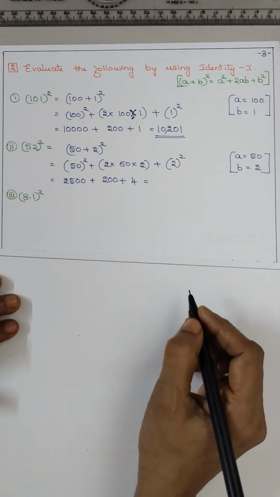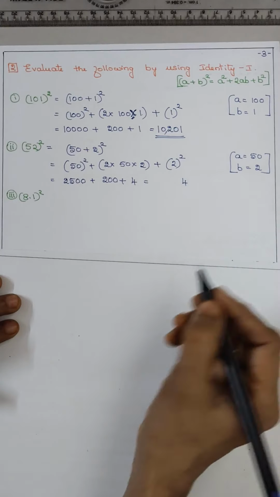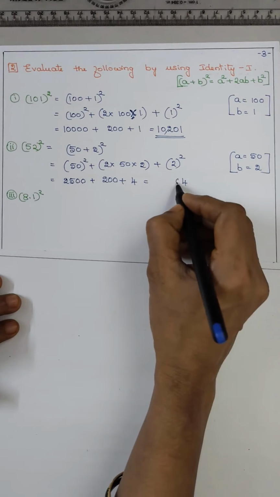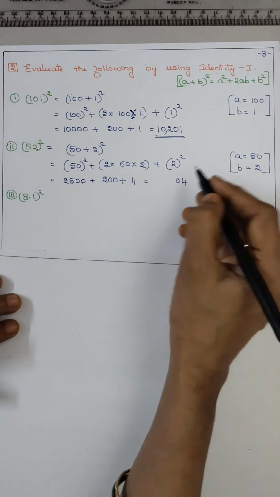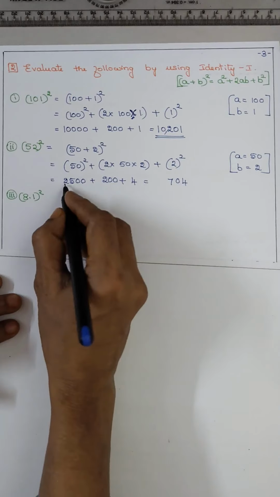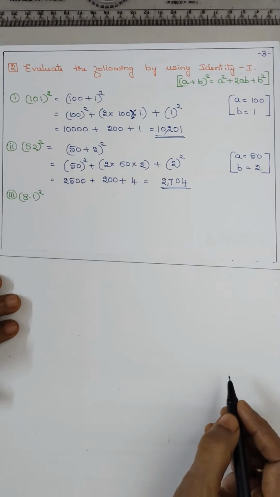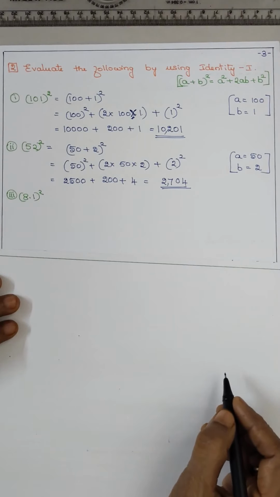Now horizontal addition, 4 ones place, tens place 0, hundreds place 5 plus 2 is 7, thousands place is 2. Answer is 2704.